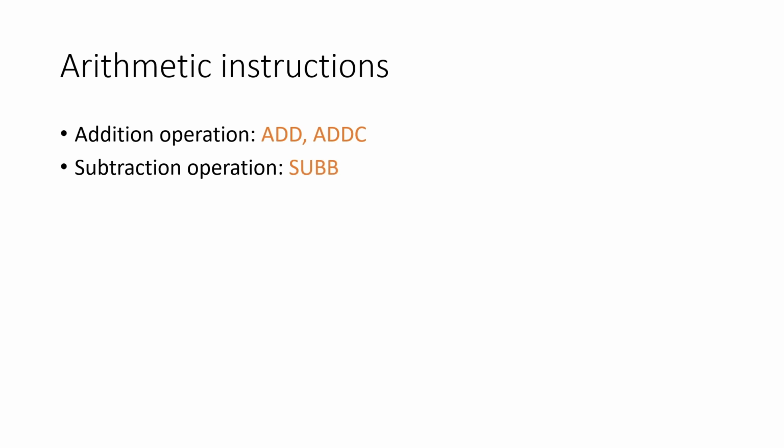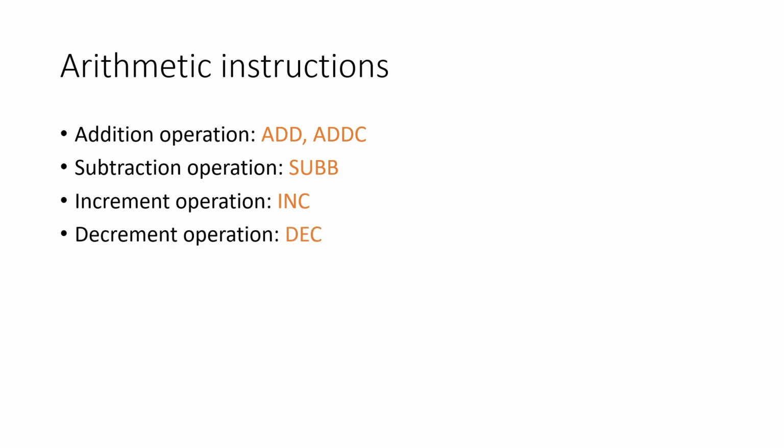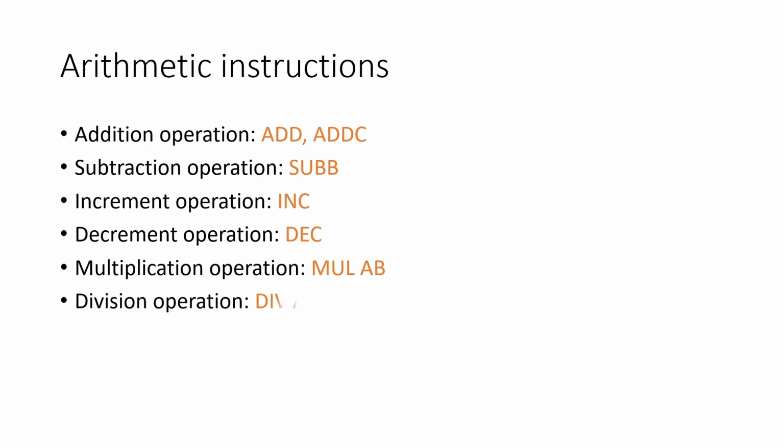For subtraction operation, SUBB is used. For increment operation, INC is used. For decrement operation, DEC is used. For multiplication operation, MUL AB is used. For division operation, DIV AB is used. For BCD result correction, DAA is used. That means decimal adjust accumulator is used to correct the BCD result.